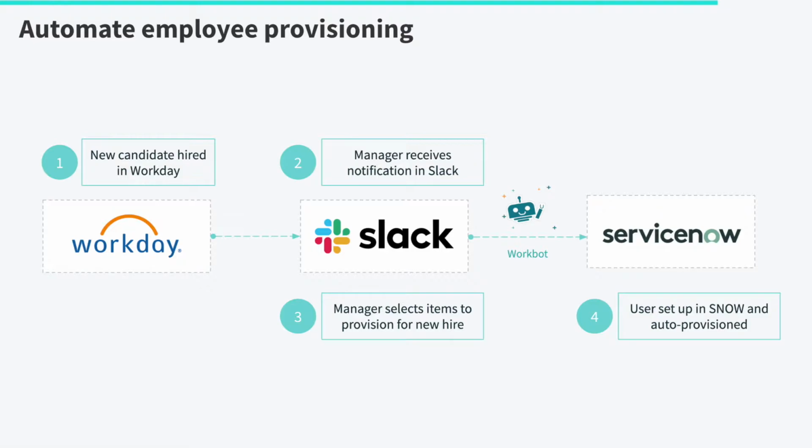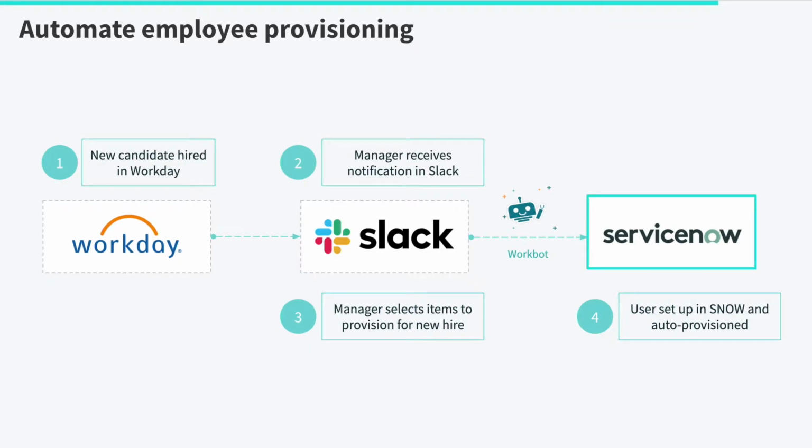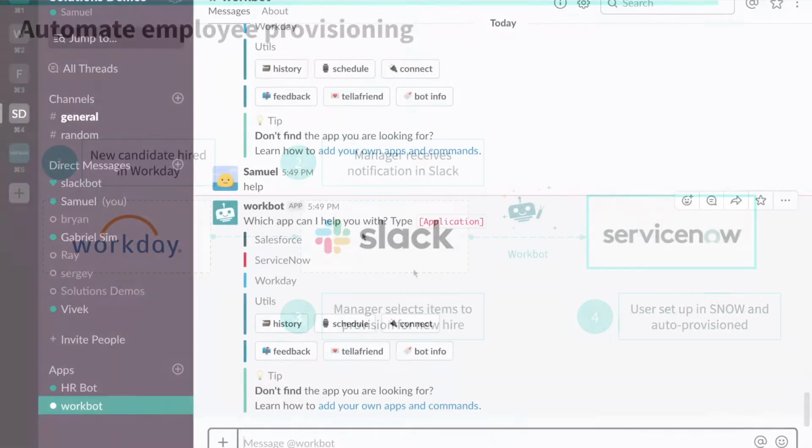Whenever a new hire has been added to Workday, the manager will receive a notification on Slack about the new hire. At the same time, Workbot will also give the option to the manager to select the provisions that the new hire should receive. Workbot will then go into ServiceNow to create these requests and kickstart the onboarding process. So I'll just jump right in.